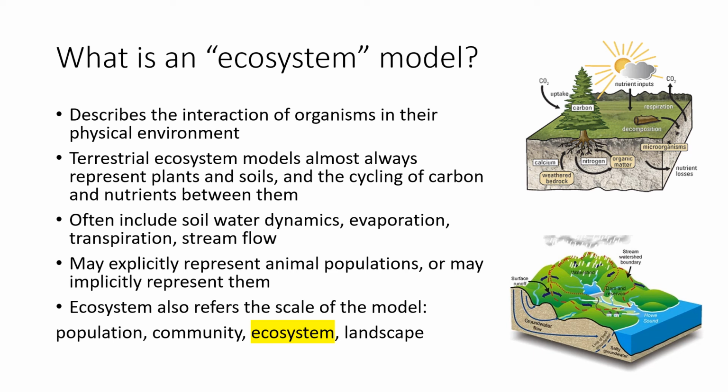Terrestrial models often include soil water dynamics. They compute the soil water moisture changes with time depending on rainfall and drainage and evaporation and transpiration. And they can compute stream flow.